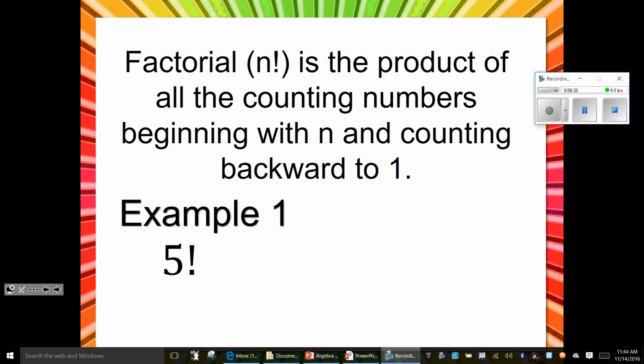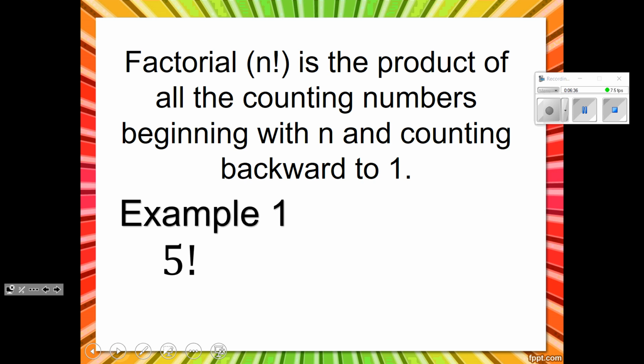So if I looked at 5 factorial, what would that equal? What would that mean? If I'm going to start with 5 and I'm going to count backwards, so 5 times 4, because it's a product, we're multiplying, times 3 times 2 times 1. And so 5 factorial is going to be equal to 120.